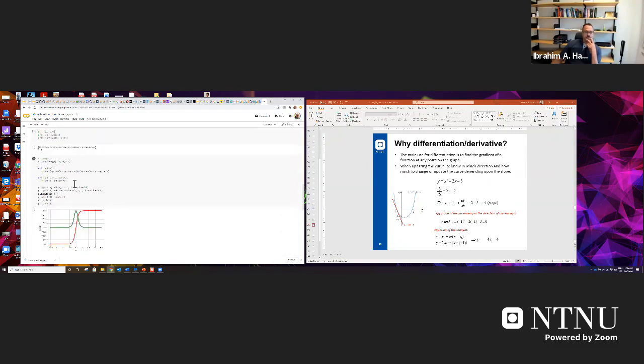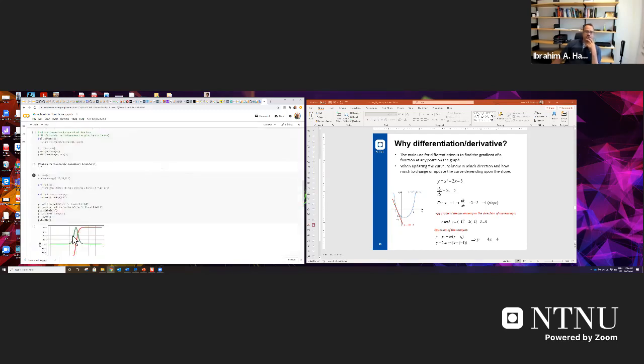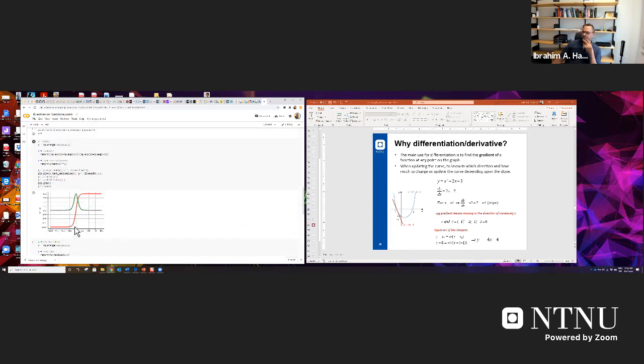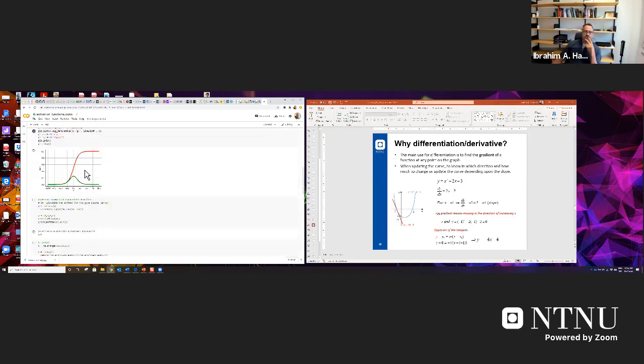Hyperbolic tangent. This is the hyperbolic tangent. This is the function, and this is its derivative. If you compare this one with sigmoid, this one is much better in terms of the vanishing gradient problem. So this one should perform much better than this one.